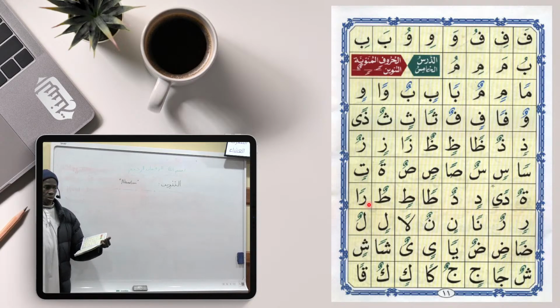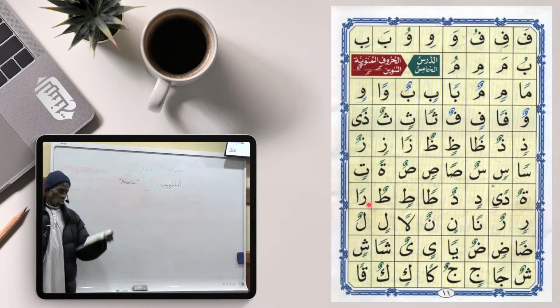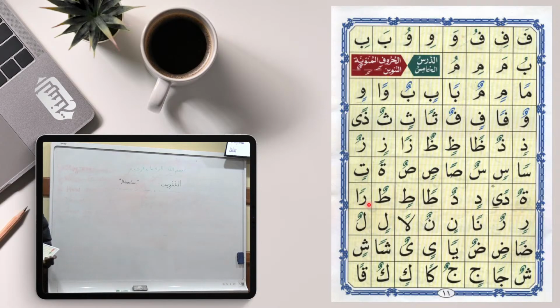Yarhamukallah. Ron, rin, run. I want to hear a tiny bit of a roll, not a very prominent roll, but a tiny bit of the roll with the heaviness for the fatha. So, ra fathatan, ron. Ra kasratan, rin. Ra dhammatan, run. Ron, rin, run. There has to be a tiny bit of a roll.